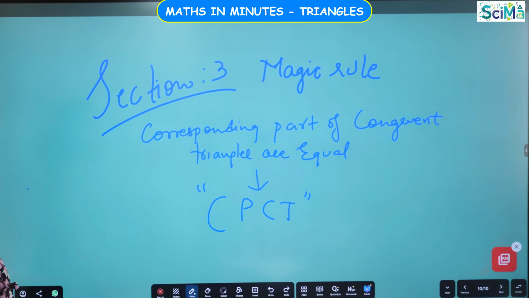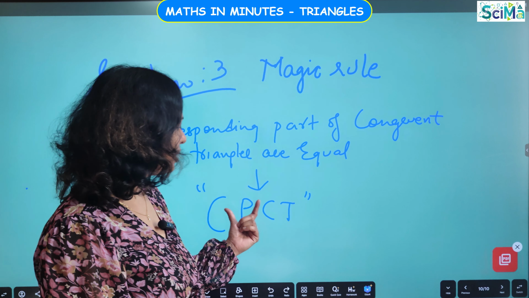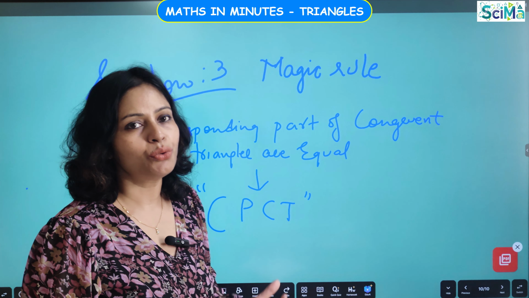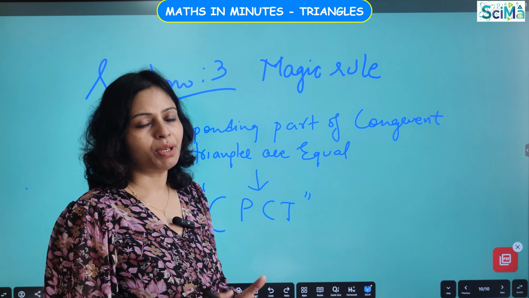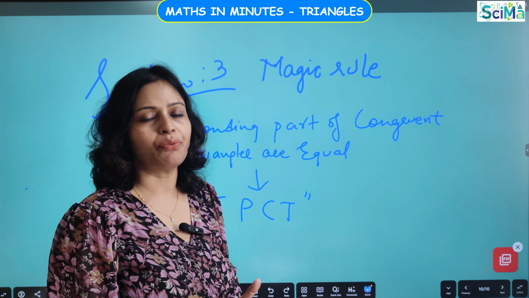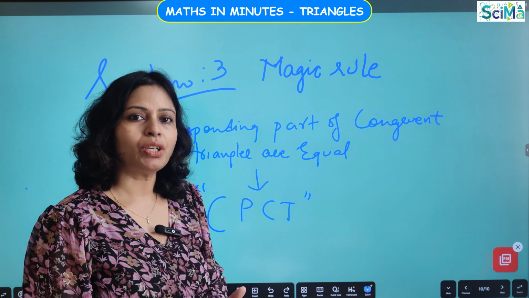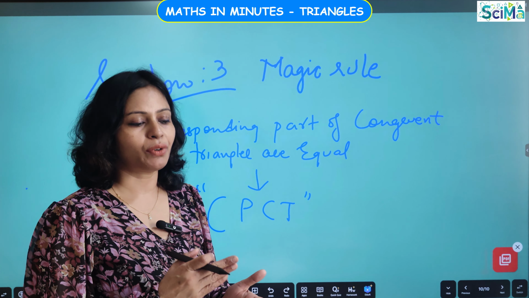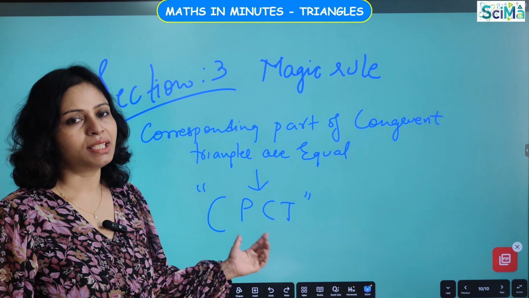Okay. And CPCT, that is corresponding parts of congruent triangles, CPCT helps you to find out the unknown sides or the unknown angles in many of the geometry questions in this chapter. In most of the questions you have proving questions. So once you prove the congruency, after that if you have to find out the unknown sides and the unknown angles, you can make use of CPCT.